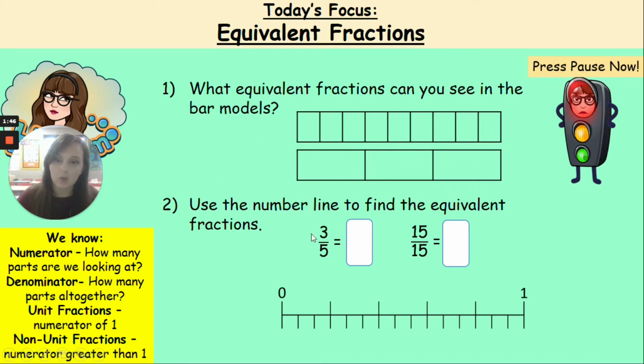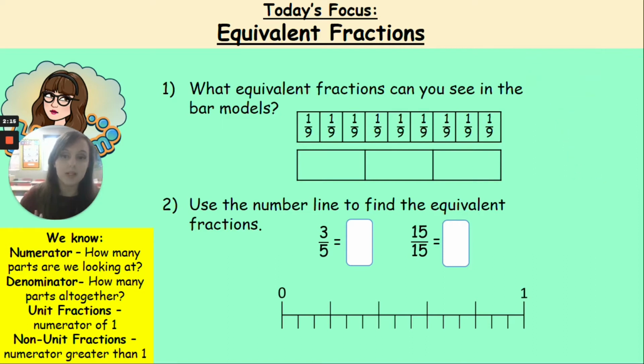And then for the second question, you have a number line here to help you find the equivalent fractions. The top part of the number line has been split into 5 sections and the bottom part has been split into 15 sections. So 3/5 is the same as how many 15ths? 15/15 is worth the same as how many fifths? Press pause on your screen now and have a go. We're going to look at the answers in 3, 2 and 1.